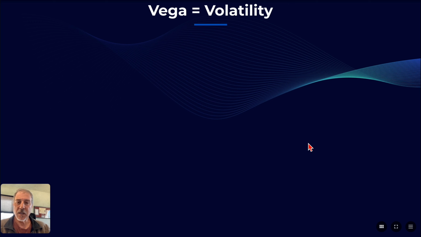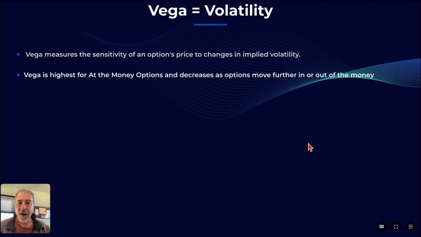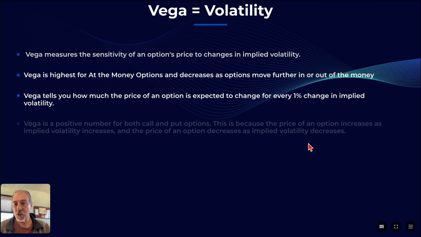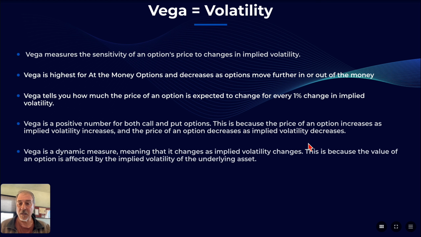So Vega essentially equals volatility. Vega measures the sensitivity of an option's price to changes in implied volatility. Vega is highest for at-the-money options, and it decreases as your strike price moves further in or out of the money. Vega tells you how much the price of an option is expected to change for every 1% change in implied volatility. It's a positive number for both call and put options because the price of an option increases as implied volatility increases, and the price of the option decreases as implied volatility decreases.